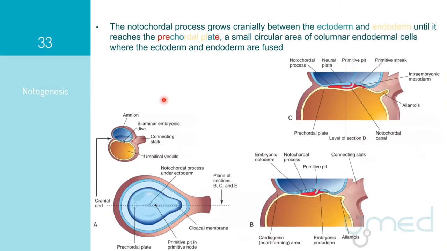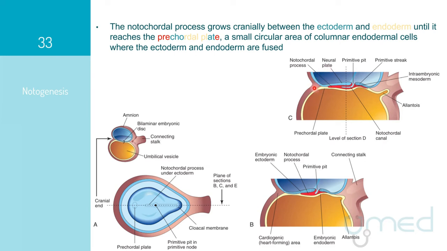So we spoke about this notochordal process, right? The notochordal process grows cranially between the ectoderm. So just for easy identification of which is which layer, I highlighted the colors on the diagram associated with the word. Remember we said here is cranial, here is caudal. So it grows between the ectoderm in blue and the endoderm in yellow until it reaches this area here, which we call the precaudal plate.